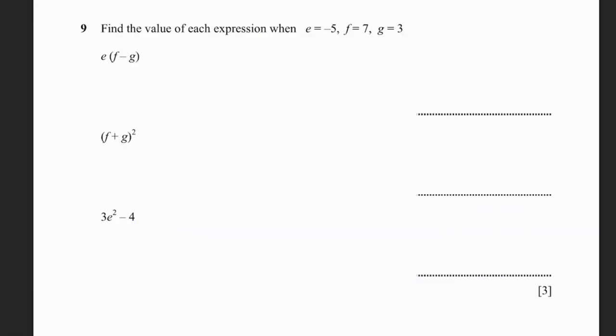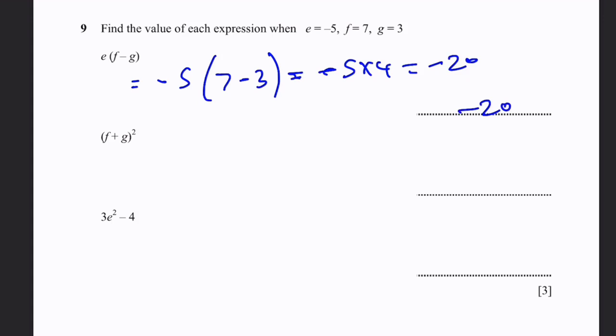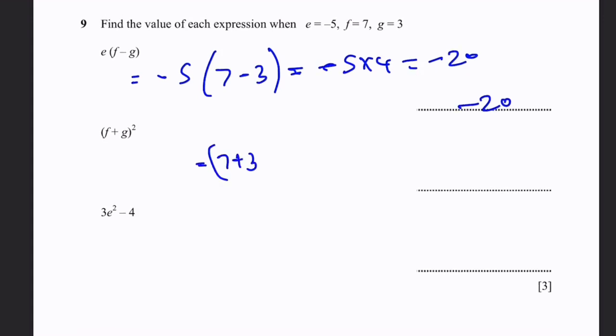Question 9. Find the value of each expression when e is equal to minus 5, f equals 7, and g equals 3. So e into f minus g, that's minus 5 into 7 minus 3, that's equal to minus 5 into 4, minus 20. F plus g, the whole squared, that's equal to 7 plus 3, the whole squared, 10 squared, 100.